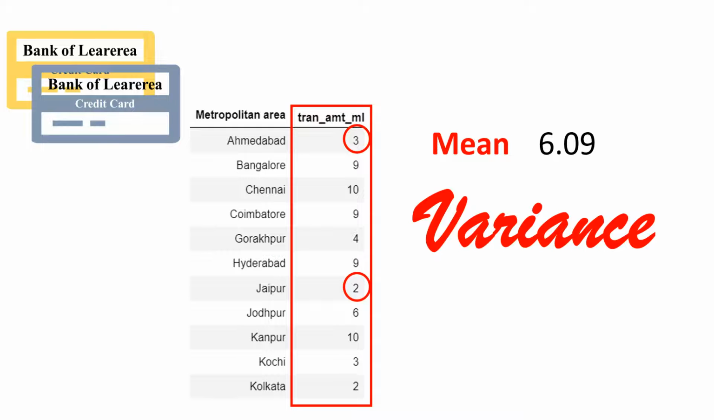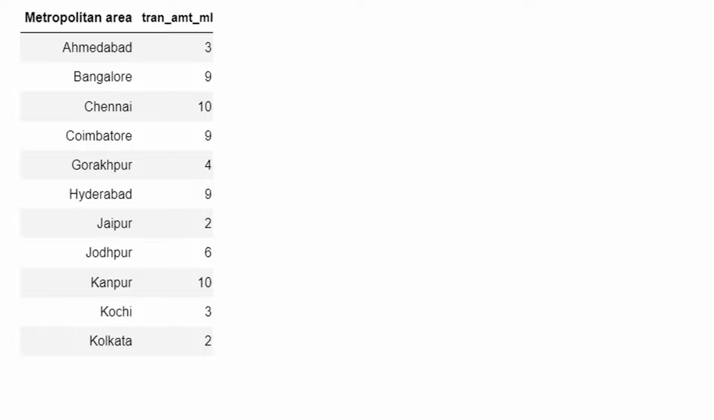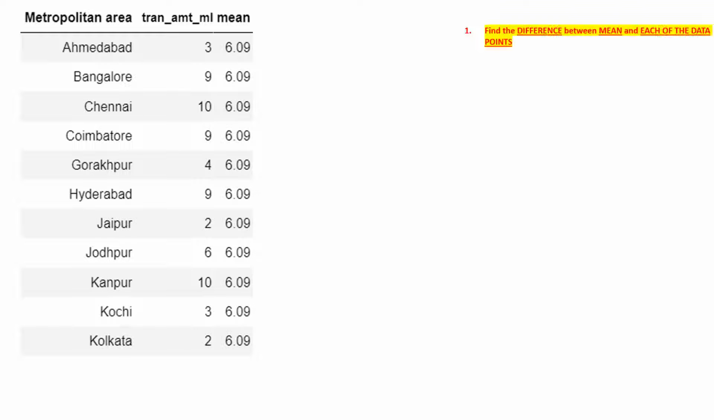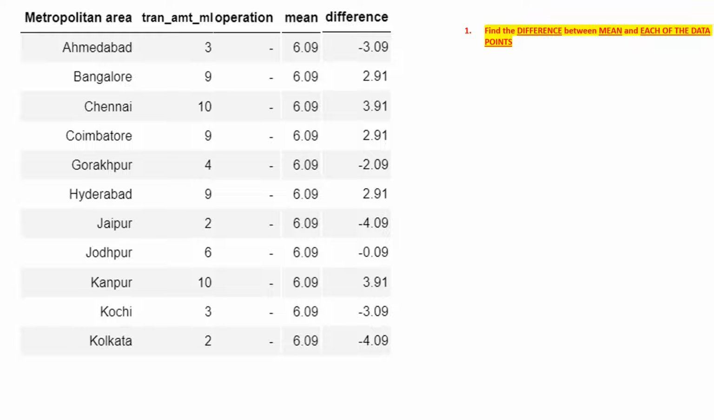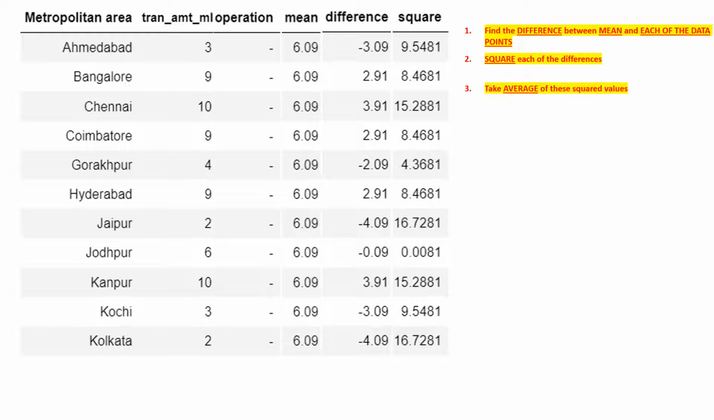Let's take our example. Here we had the mean of 6.09. Now we will try to find the variance of this. Before we jump to the first step, let's have a look at our data. And here we have the mean which we had already calculated. The first step is to find the difference between mean and each of the data points, which we got here. All right, so here we have the differences. Now the second step is to square each of the differences. So here we squared them. And then the third and final step is to take the average of these squared values. So here we go. Here we have the average 10.26, and exactly this is the variance, 10.26.